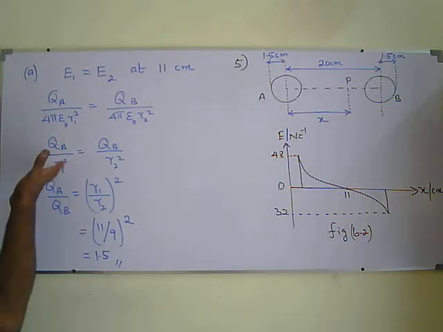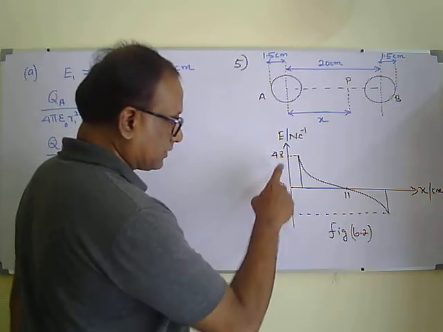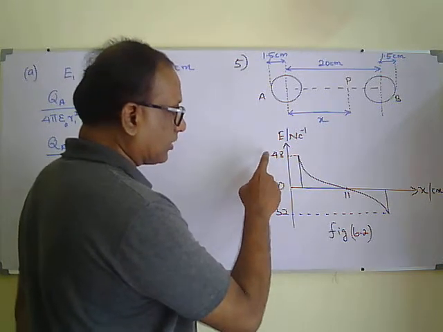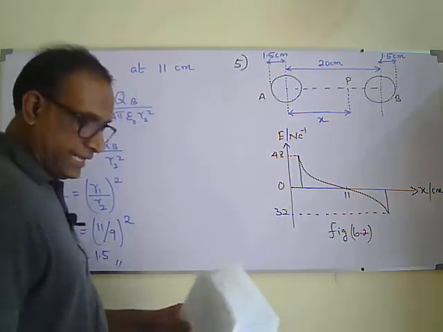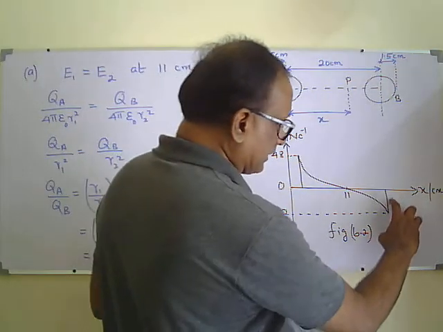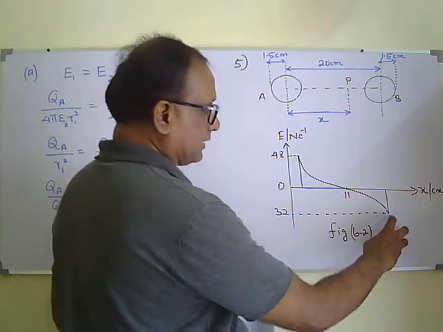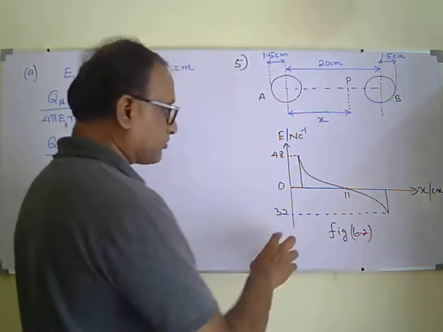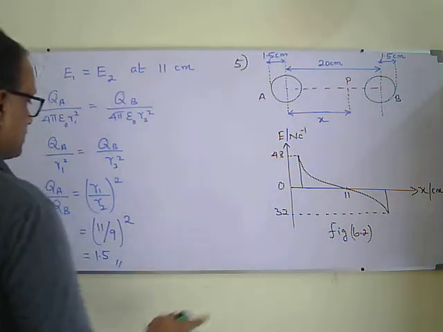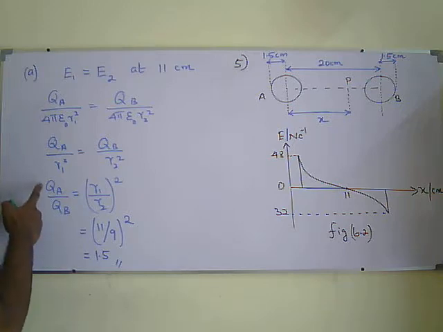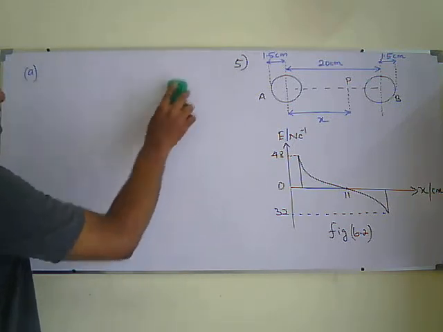Okay, the same part I can answer by using these two values also. This is the electric field strength on the surface of A. This is the electric field strength on the surface of B. Beyond it, it suddenly becomes 0. So that is the surface of B, right? The electric field strength at the surface of B is 32. You read it from the graph, right? So I can use that information to find the same answer. We'll check whether we are getting the same answer.